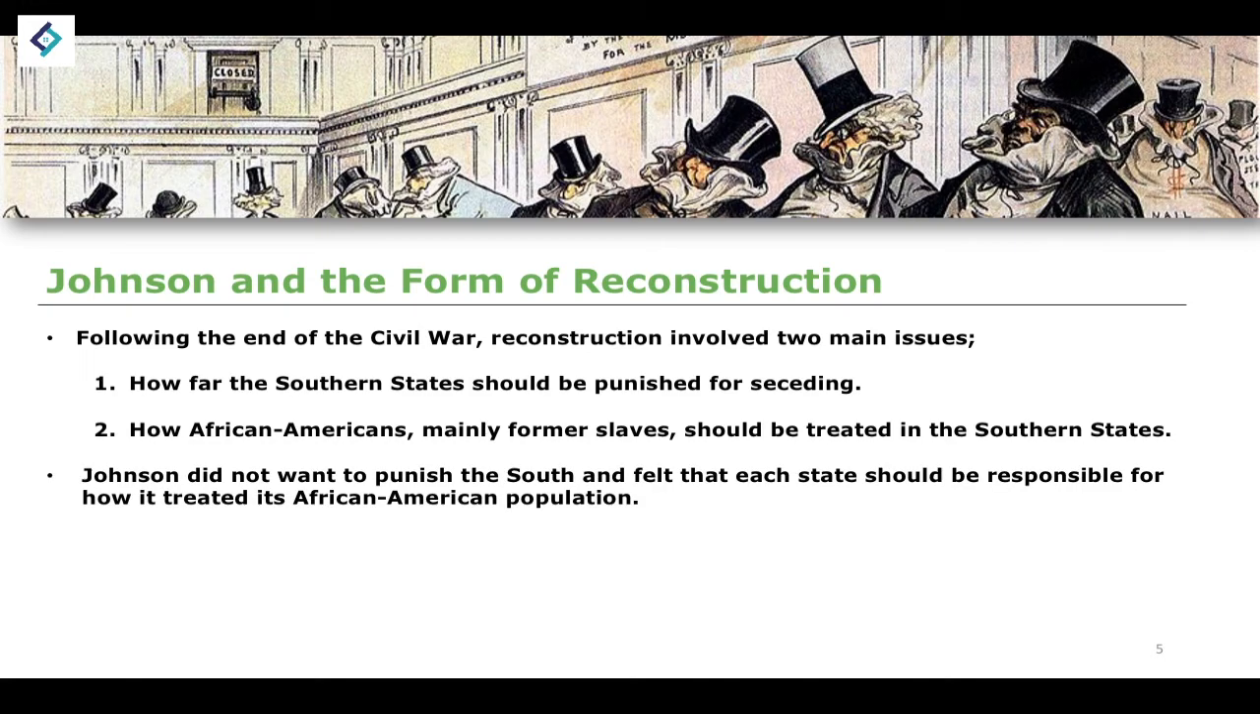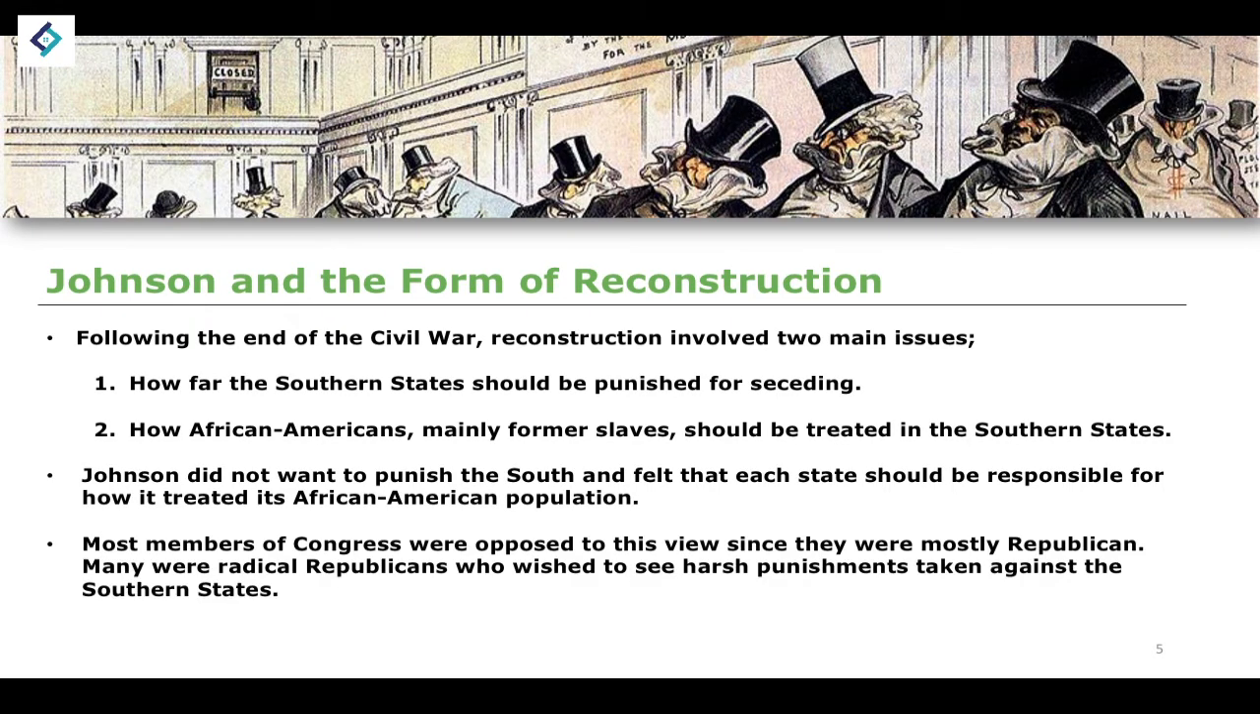Johnson did not want to punish the South for the secession into the Confederacy. One of the main reasons for this, of course, is because it would be seen as essentially continuing the punishment for seceding in the first place. Given the fact that they had already lost the war, I believe Johnson wanted to just move on from this whole sorry affair. And so he did not want to punish the South. And when it comes to the question of African Americans, he believed that it should be the responsibility of each individual state to decide how it treats its African American population. This is a problematic issue.